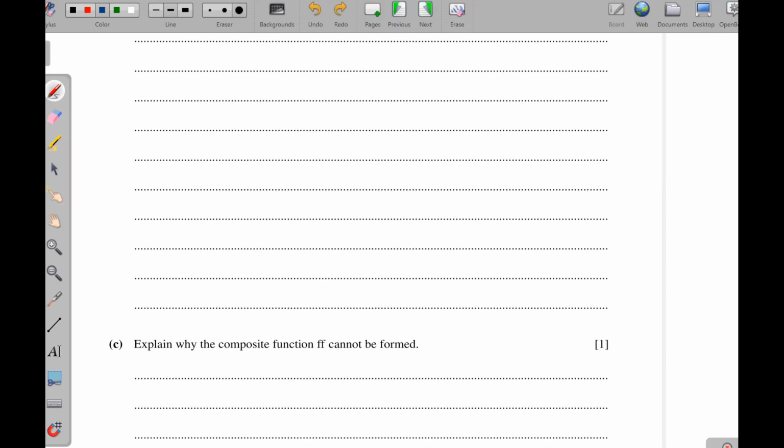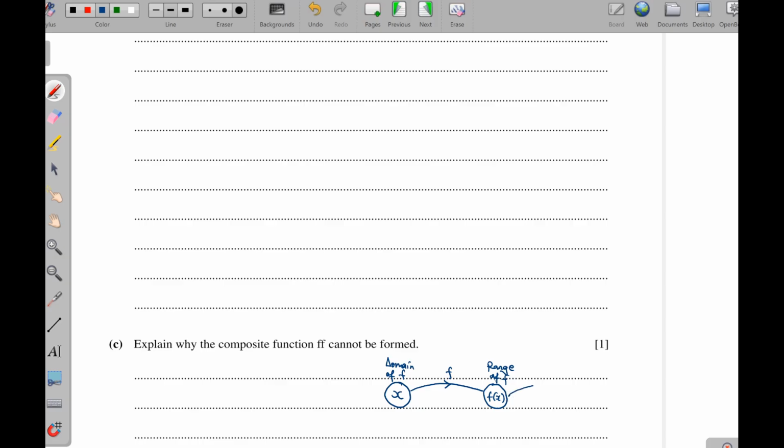Then part C, explain why the composite function f cannot be formed. Now when we are forming the composite function, if we have two functions, we have a set of values here. I want to show you something small here. A set of values of x here, then f acts on it. So what comes out is what we call the f of x. So this is the domain. A set of values of x we put, or a set of values we put in the function is what we call the domain. So this is domain of f. And then the set of the outputs is what we call the range. So this will be the range of f.